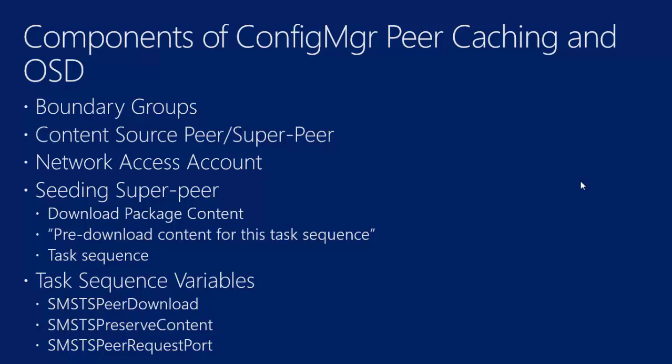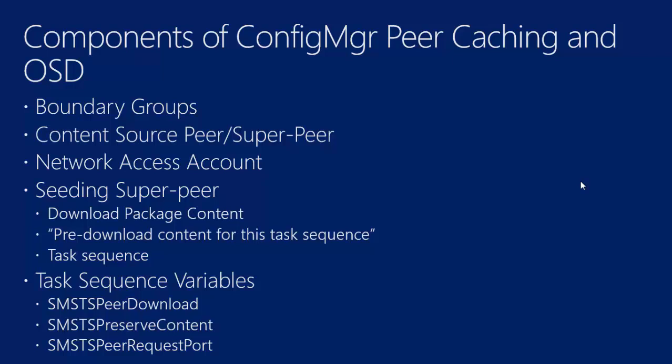So basically, the download package content step is used to define content that should be downloaded as part of, or even before, in some cases, the task sequence begins. So this step alone could be used to seed a superpeer to enable it to provide content to imaging systems. It doesn't support all content types, specifically doesn't support application content, but up to you. It's a tool in the tool belt.